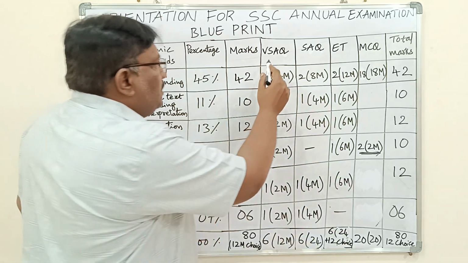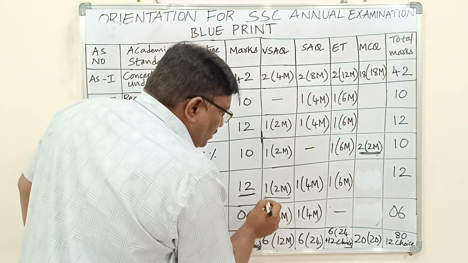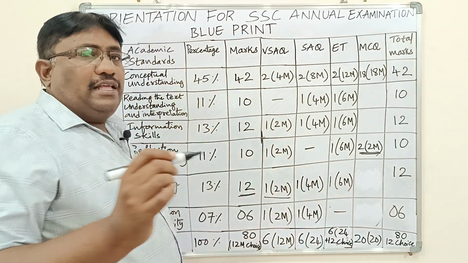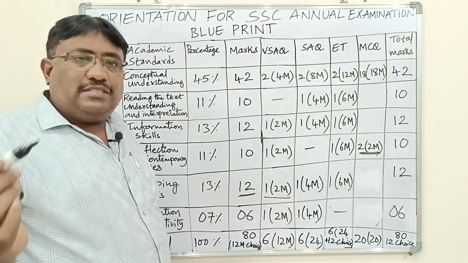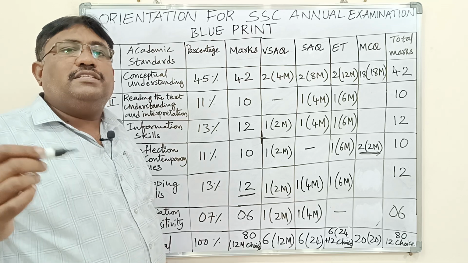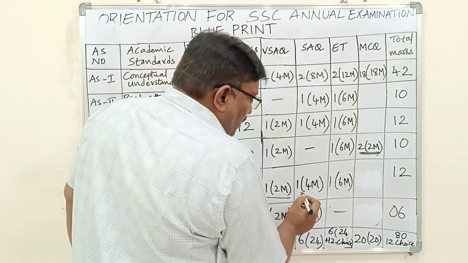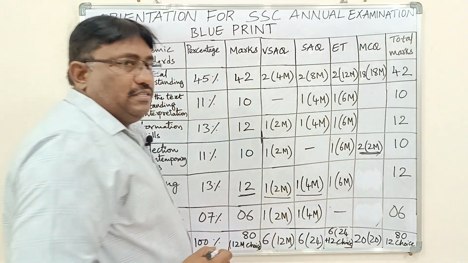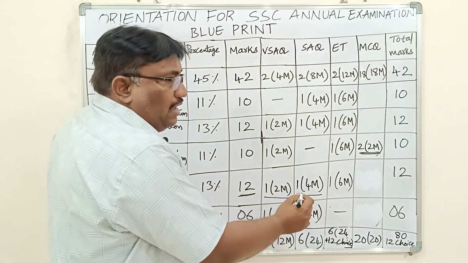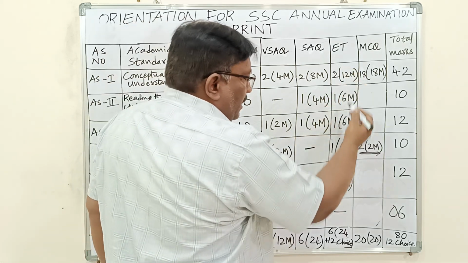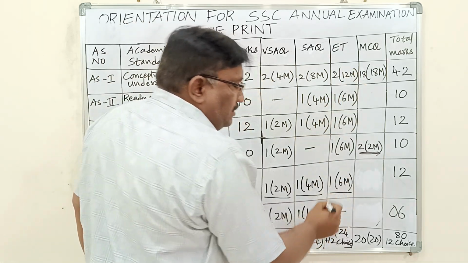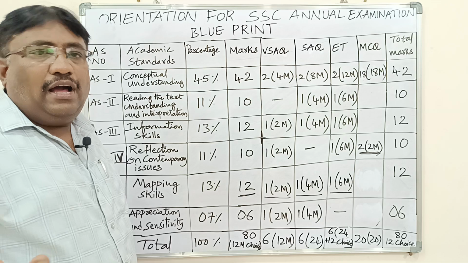In the very short answer type, 1 question for 2 marks, that may be either draw the outline map of Telangana state or draw the outline map of Nigeria, like these questions may be asked. Next, short answer type, 1 question for 4 marks, maybe India or world map. Again, coming to the essay type question, 1 question for 6 marks, it may also be India or world map.